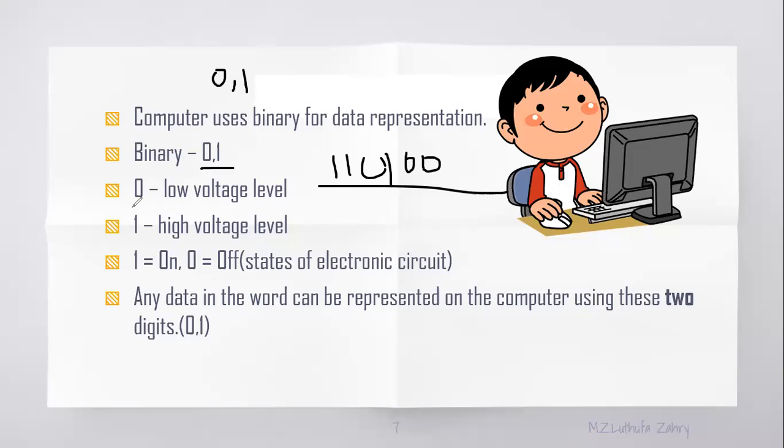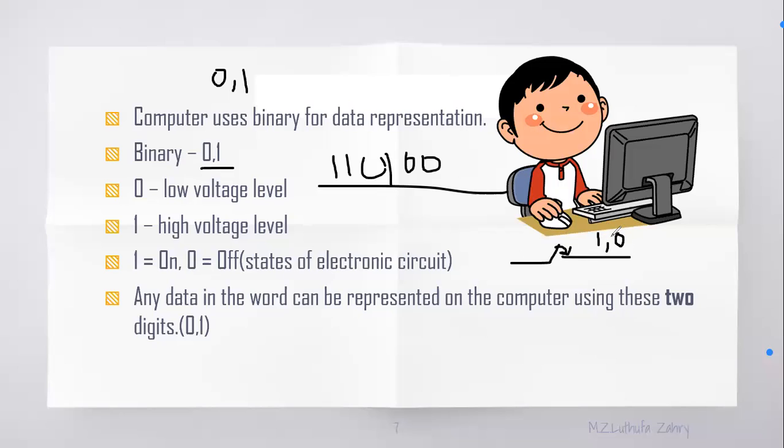If you think about an electronic circuit, 0 will be the low voltage level and 1 will be the high voltage level. When you think about a circuit, if you switch on a circuit, switching on is said as 1 and switching off will be 0.